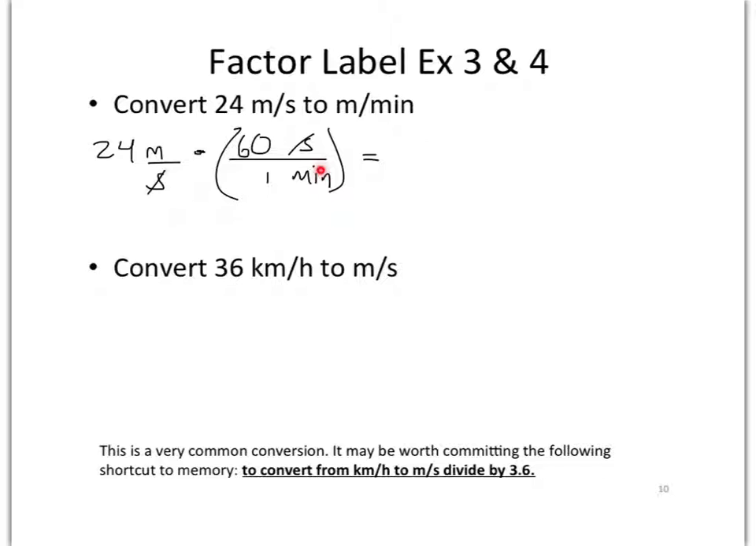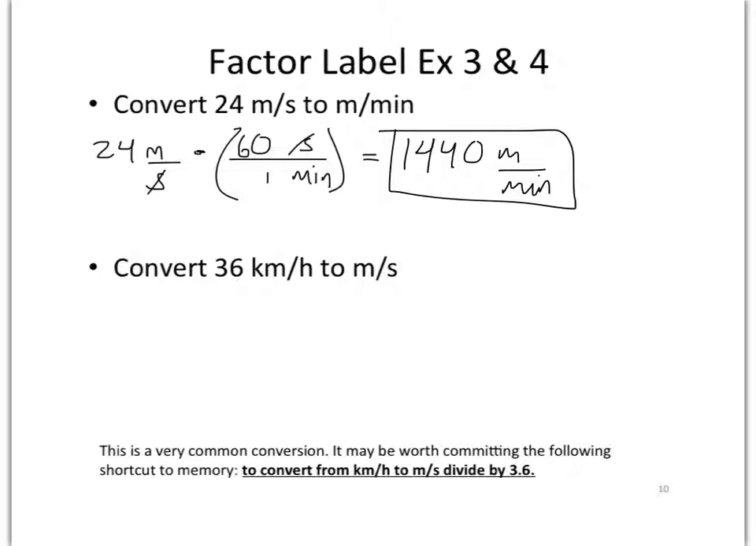So we just take 24 times 60. What is 24 times 60? 24 times 60 is 1,440 meters per minute. I kind of wrote that backwards right there. That's our answer to the first example.